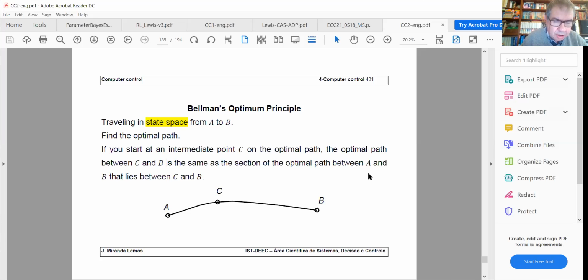So what is the point here? The point here is that you want to optimize a function, but the function depends on the vector, which is the state of a dynamic system. So it's a dynamic optimization problem. Okay? That's why it's called dynamic programming.